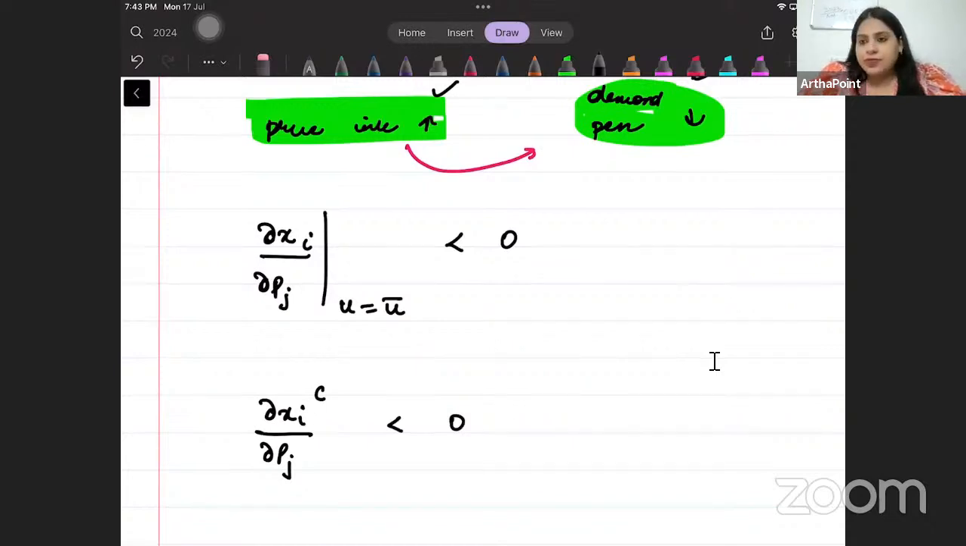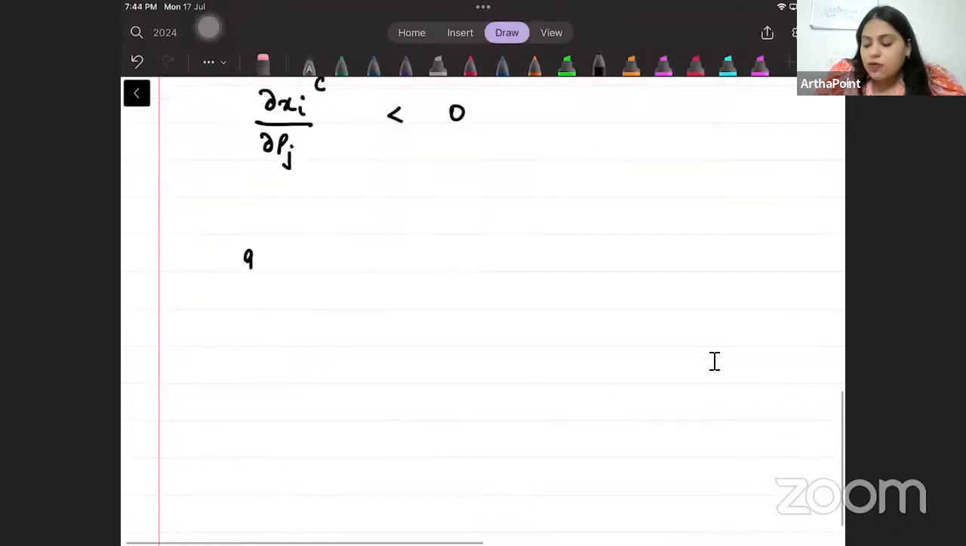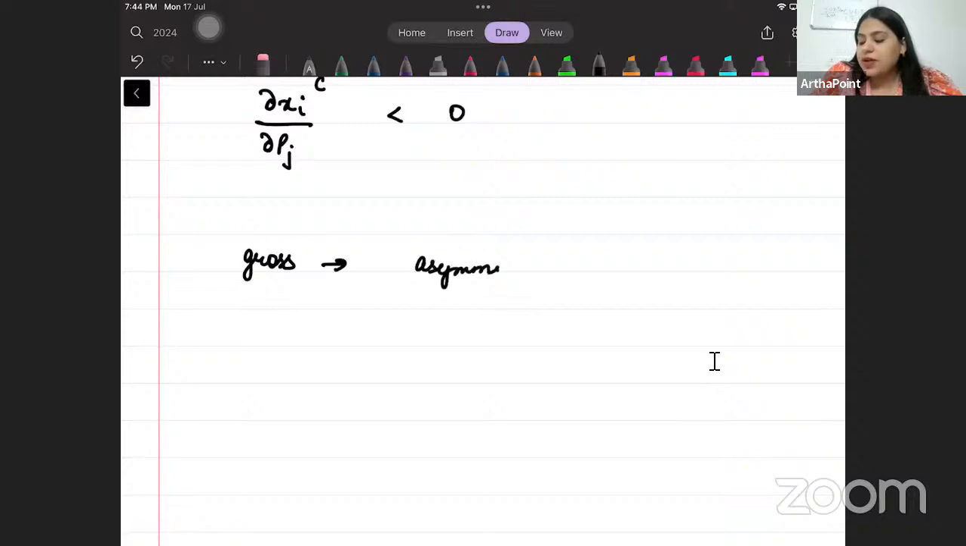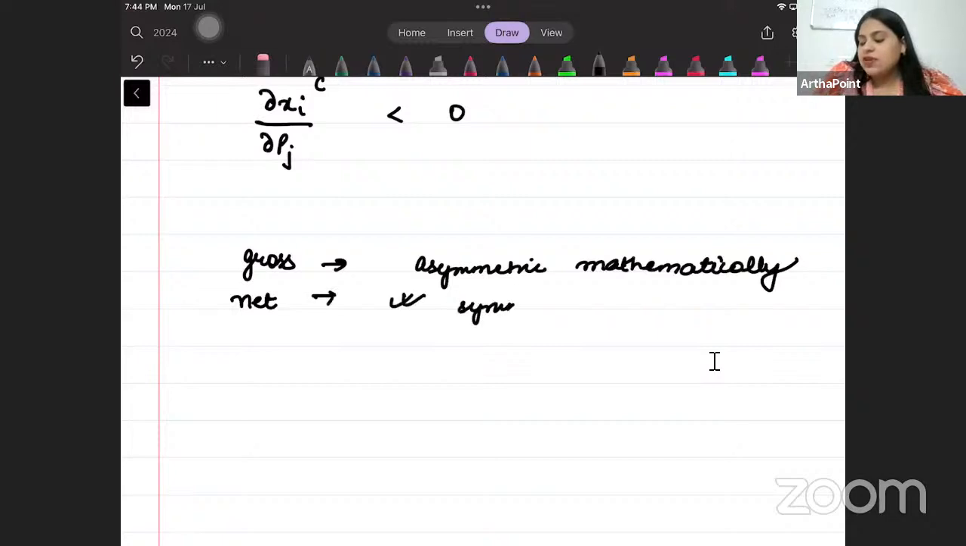If you remember, the definition of gross, we proved, दो example के साथ, that the definition of gross is asymmetric mathematically. But now I will prove that the definition of net is symmetric, even mathematically.